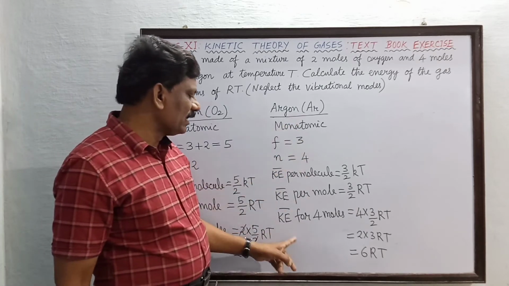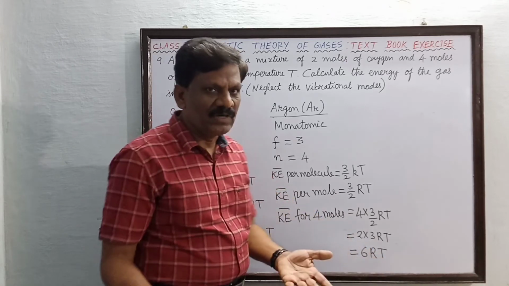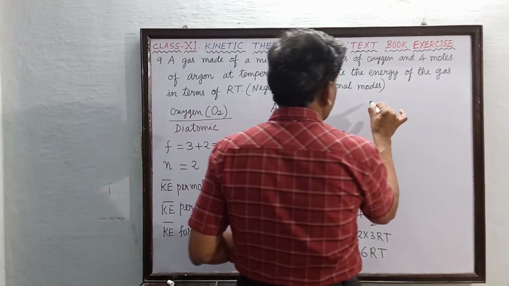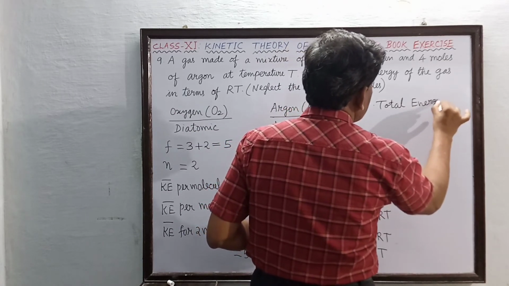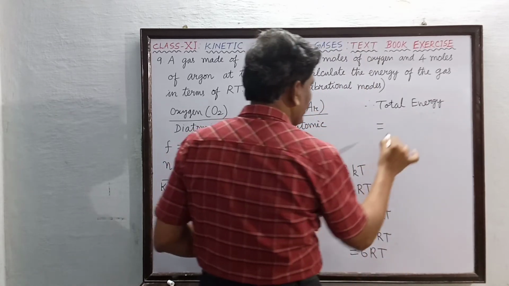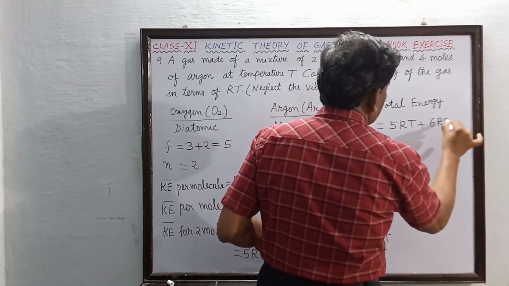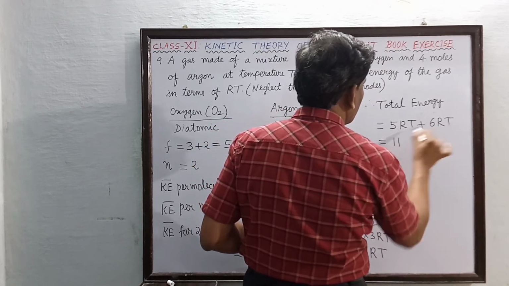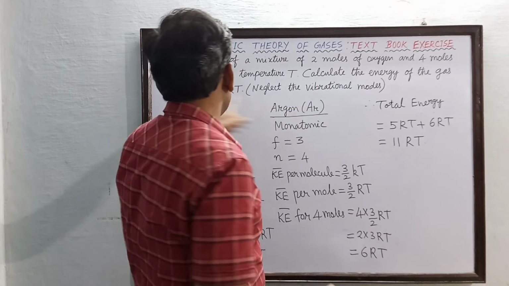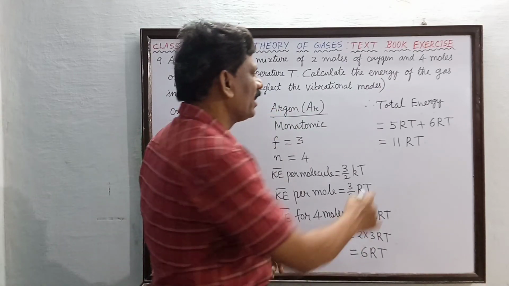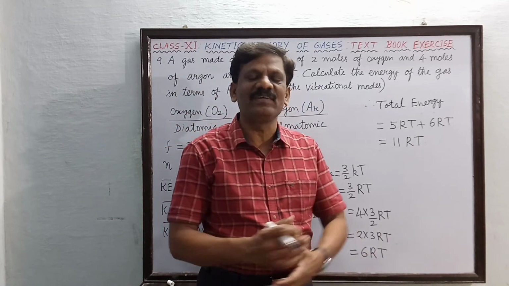And for argon, the average kinetic energy for 4 moles is how much? 6 RT. Therefore, what should be the total? Total energy must be equal to 5 RT plus 6 RT. And this is equal to how much? 6 plus 5 is 11 RT. They have asked to calculate the energy of the gas in terms of RT. In terms of RT, it is 11 RT. Is it easy? I hope you must have understood well. Fine.